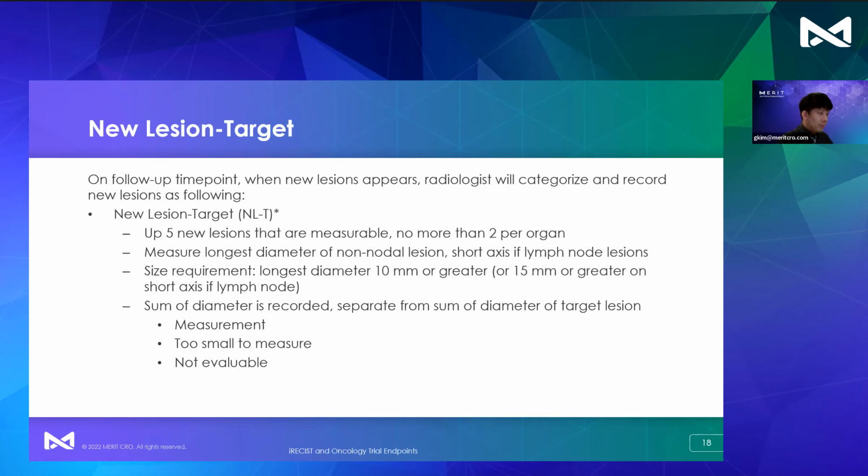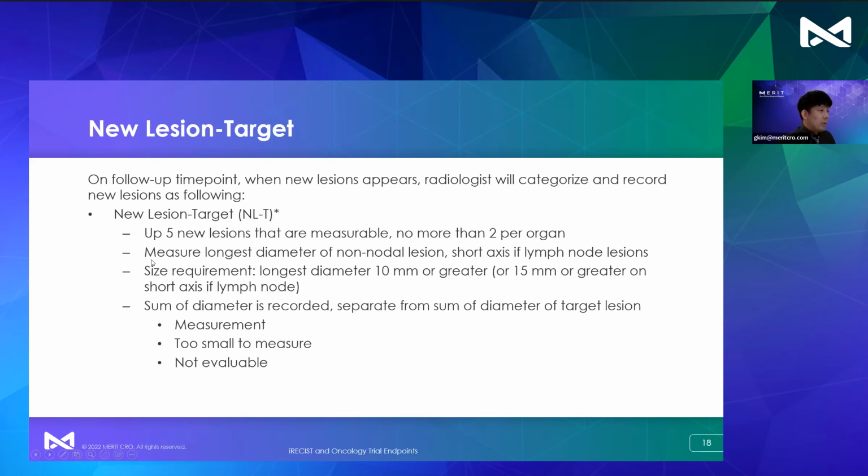Getting into the new lesion target, which has slightly different requirements compared to RECIST 1.1. Any new lesion that appears upon follow-up visits will be assessed as to whether it falls under the target lesions. The requirements for the new lesion target look very similar to a target lesion at baseline. New lesion targets can be only up to 5 new lesions that are measurable, and no more than 2 per organ.